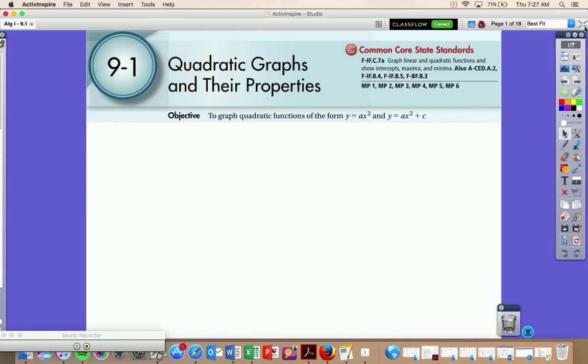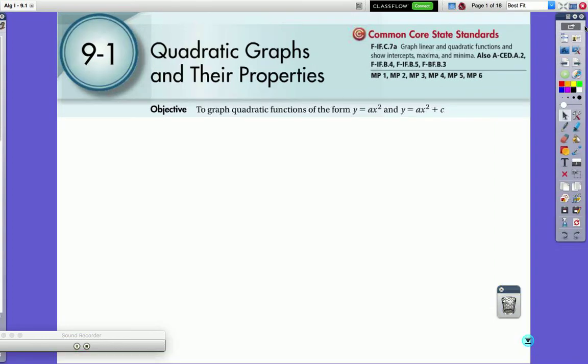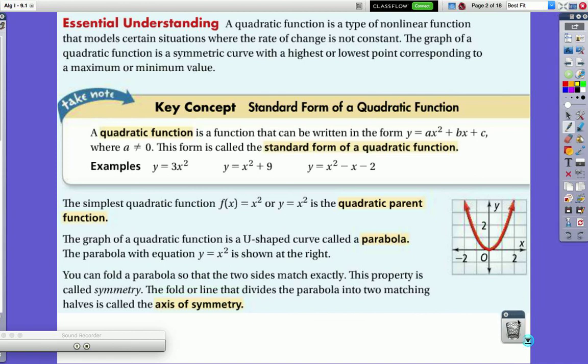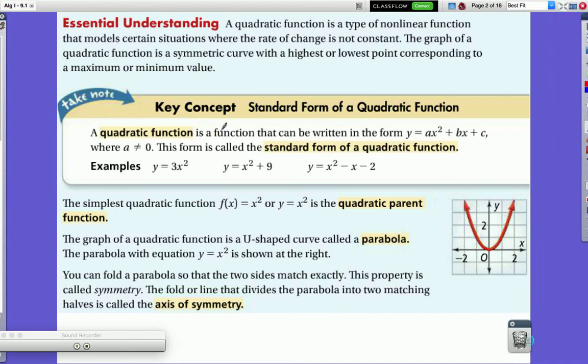All right, today we're going to start chapter 9. Chapter 9 is quadratics, graphs, and their properties. First thing, a quadratic function is a function that can be written in the form y equals ax squared plus bx plus c. So this is what we were factoring last chapter.